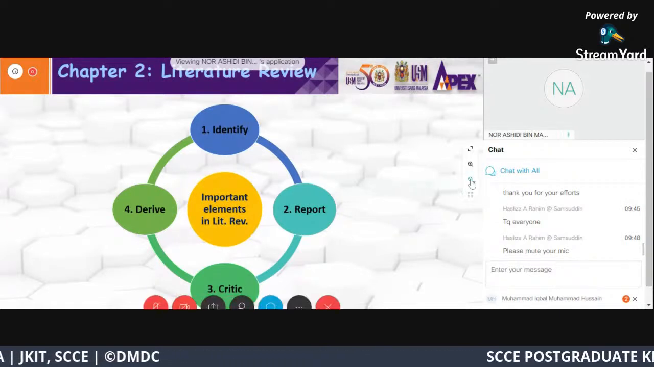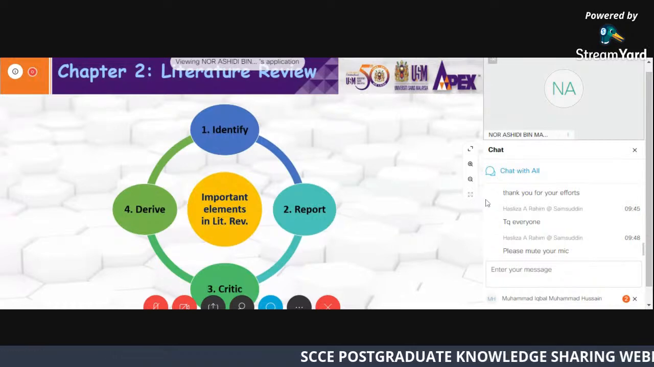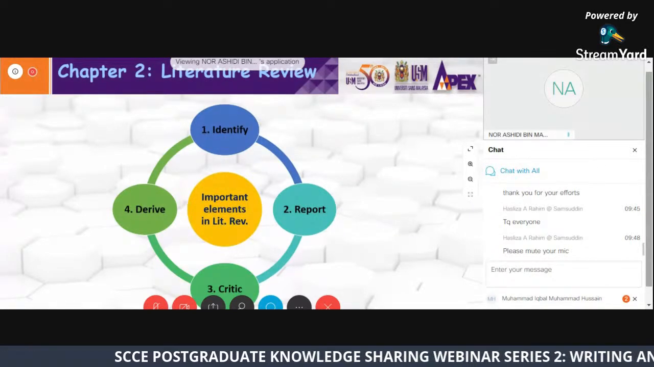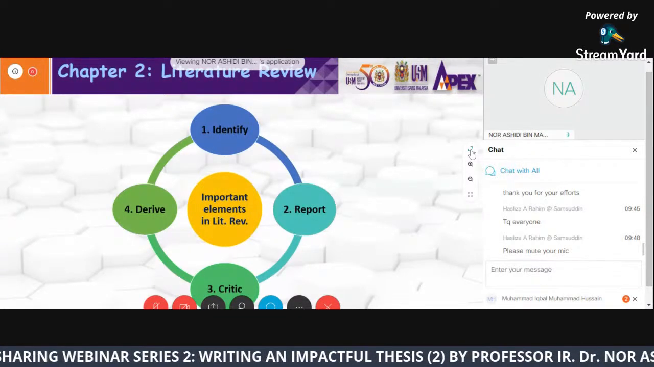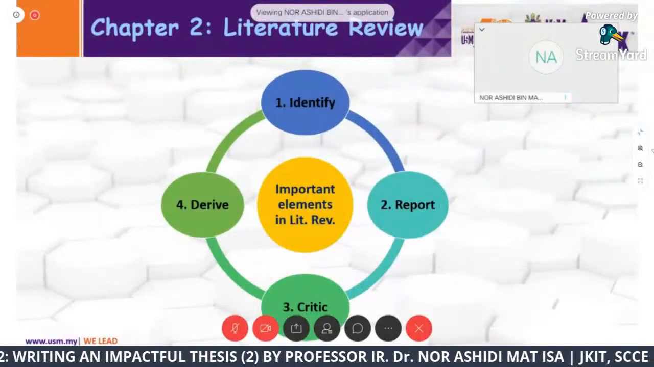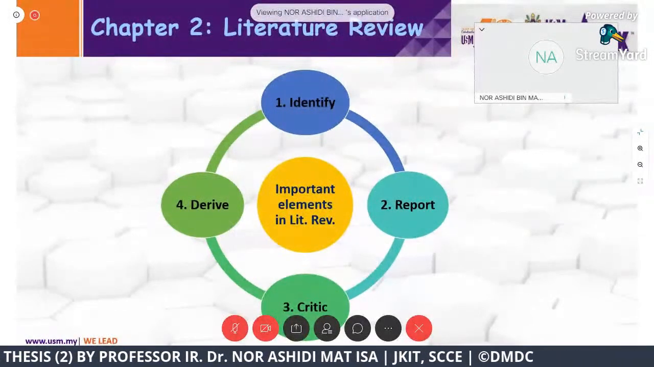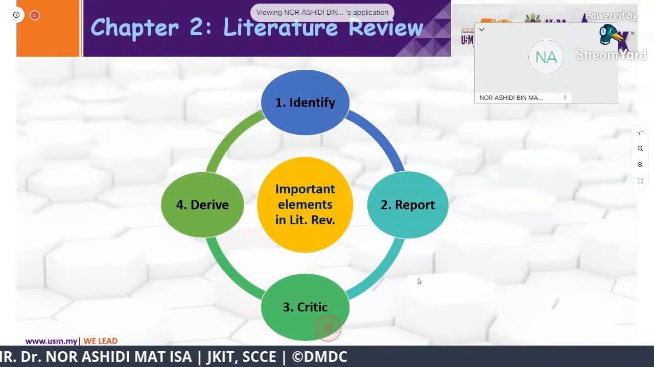And you must follow the sequence. Okay, so it must start with the identification, then the reporting, then the criticism, then also the derivation. So these are the 4 elements or the 4 important keywords in the literature review process. What is to identify?